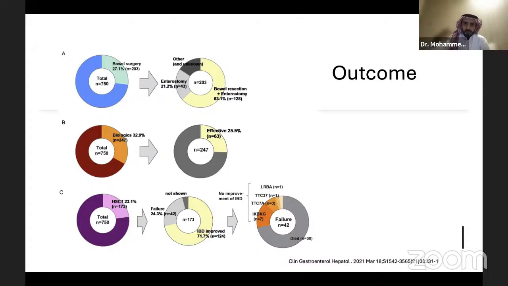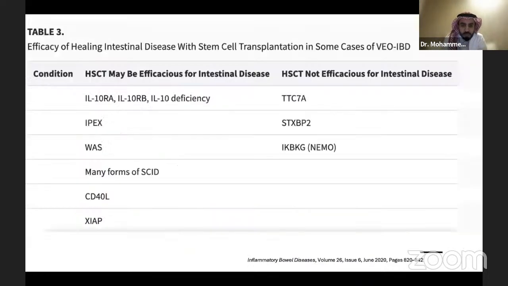So regardless, if you change the stem cells of the patient and the whole immune system, you will not be able to change the epithelial surfaces. So that's why they failed, and it's not recommended for those patients to have a hematopoietic stem cell transplantation. The same as for NEMO, because it's not just an immune defect, it's also an ectodermal dysplasia or other outside-immune defect that you cannot change with hematopoietic stem cell transplantation.